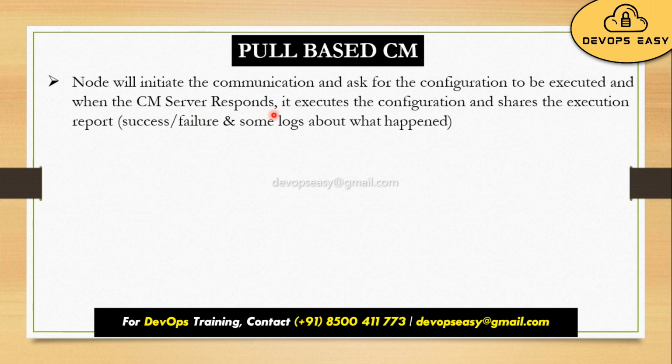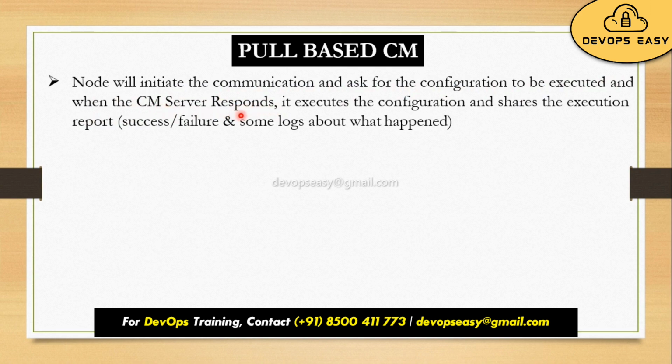So here what you are doing, right? A fresher is going to the team lead and requesting. This is pull based. So when the configuration management server responds, he is waiting for the response of the team lead. The node will initiate the communication and ask for the configuration to be executed. When the team lead responds, then only the work will complete, right?